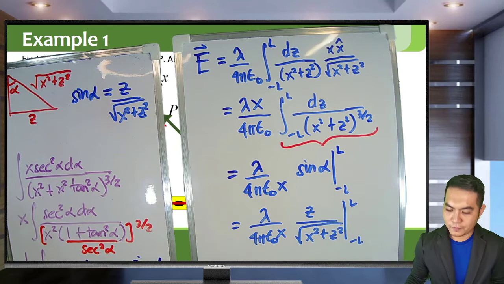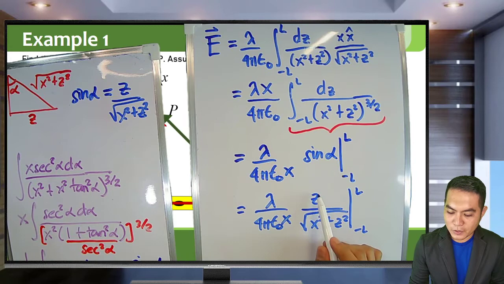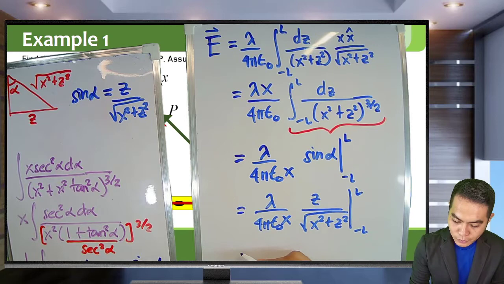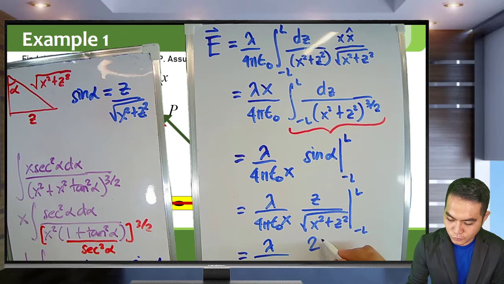Okay, so if you evaluate that at the upper limit, you have L over square root of x squared plus L squared, then minus negative L over square root of x squared plus negative L squared, which is still L squared. So you will have L minus negative L, which is just 2L. So you will have lambda over 4 pi epsilon naught x, then 2L over square root of x squared plus L squared.